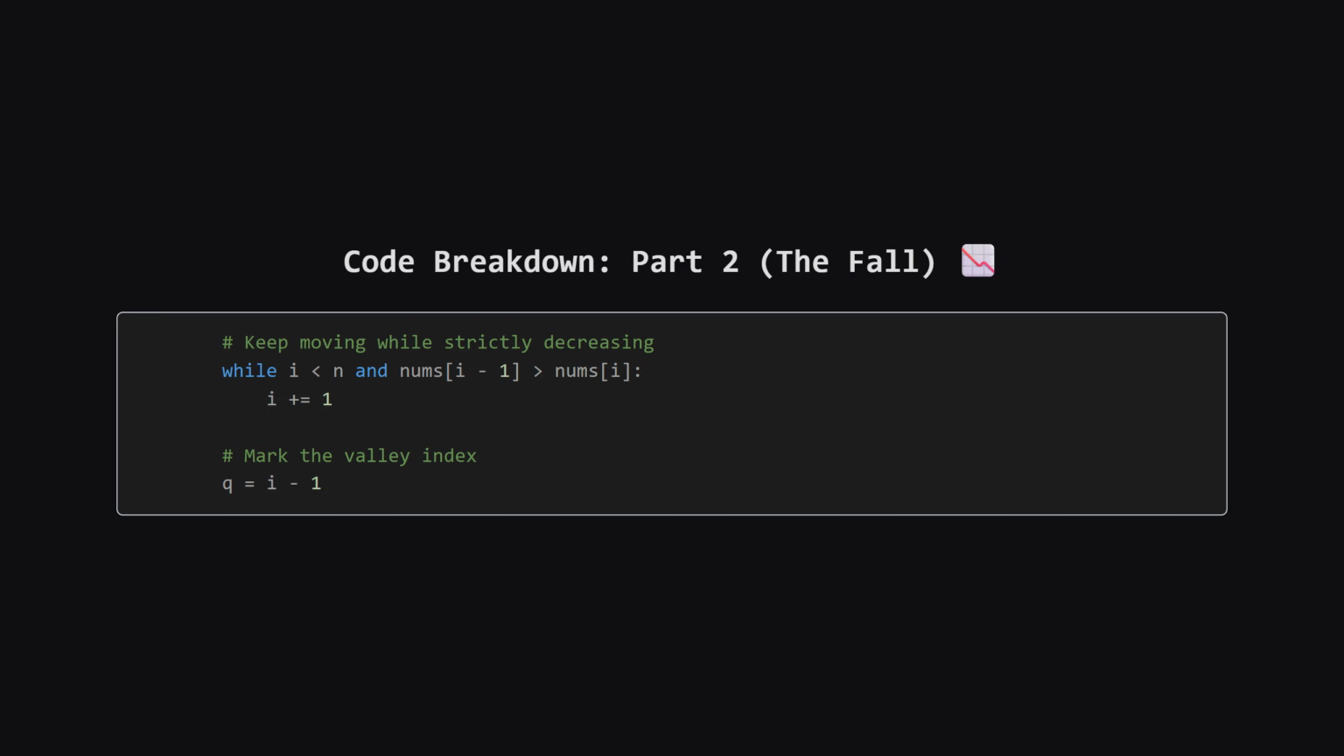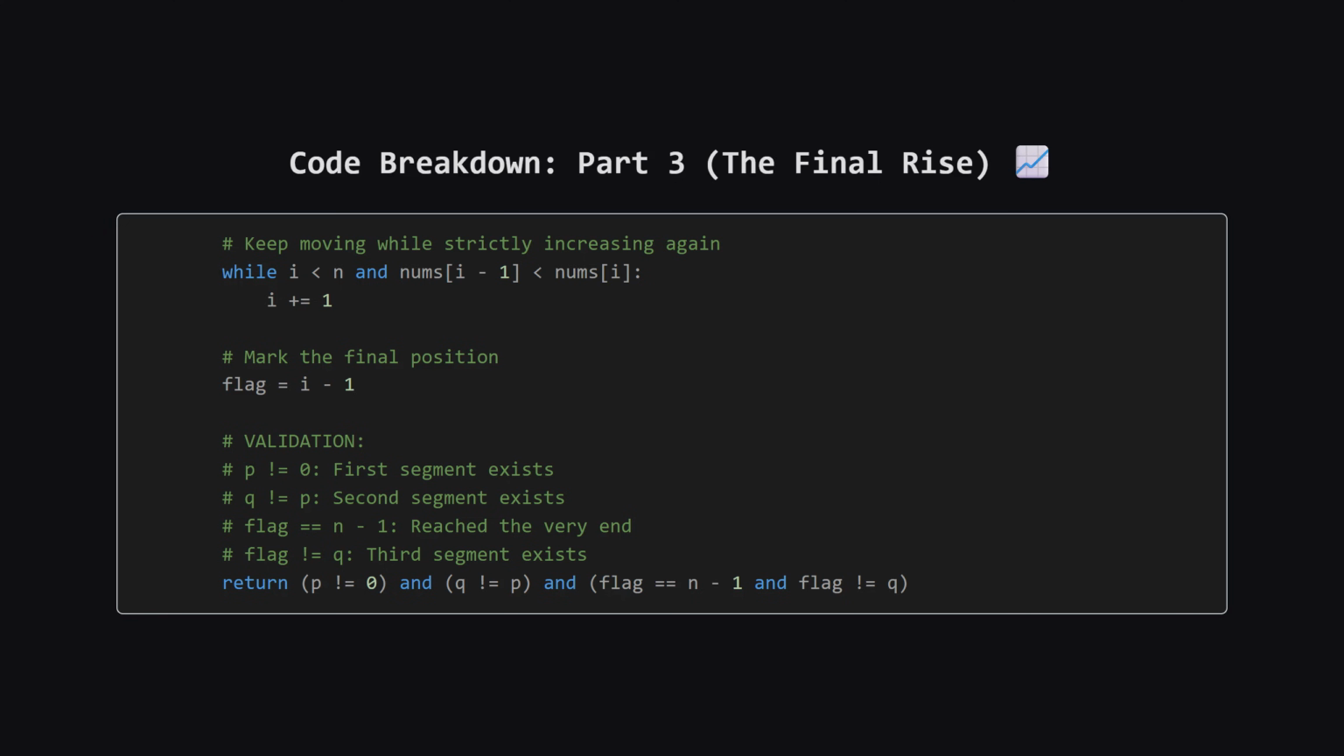We keep stepping forward until this is no longer true. We mark this new stopping point as Q. This Q is our candidate for the valley. Finally, we look for the last upward slope. We use the same increasing logic as the first loop. Once that stops, we mark our final position as flag.